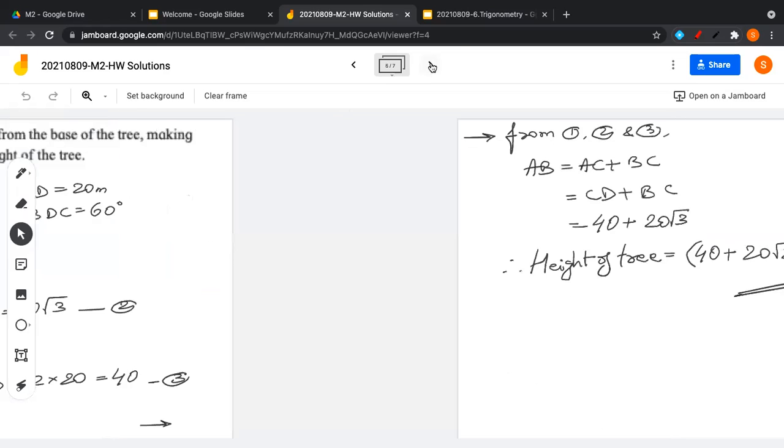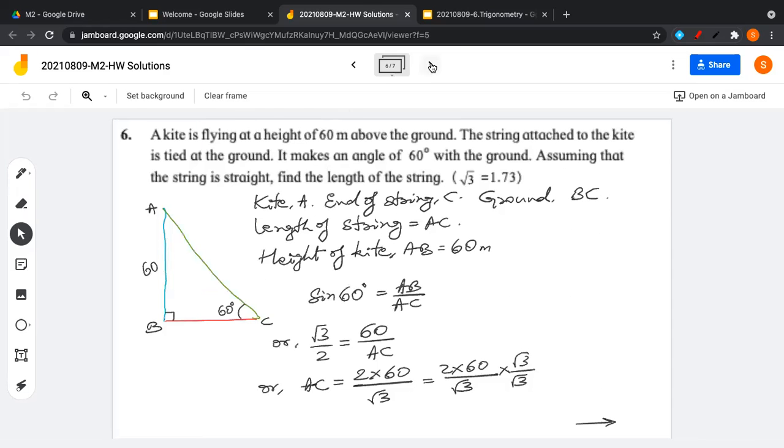Okay, moving to the last question, which is question number 6. And I think this was easier than some of the previous questions, but it is about flying a kite. So we are saying that there is a kite which is at a height of 60 meters from the ground. So height is always perpendicular. So if A is the kite, height is AB, where BC is the ground. And it is said the string of the kite is tied to the ground. So C is where the string is tied, and it is tight. So it is straight. We have to find the length of the string.